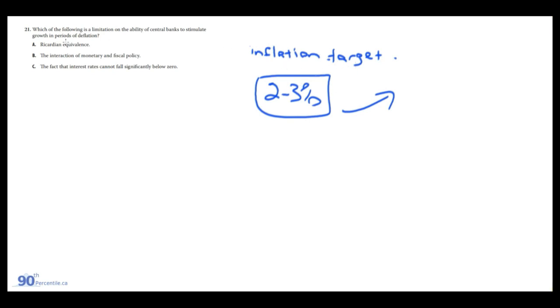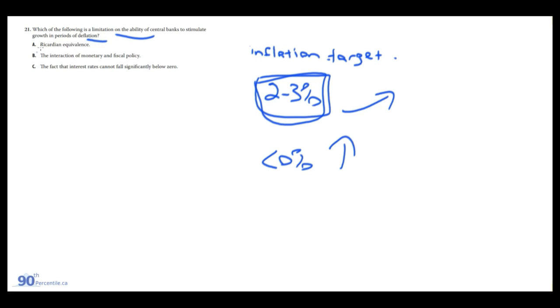So if we're looking at a limitation of central banks in a period of deflation, deflation, of course, is when inflation is less than 0%, so they're going to want to bump up expansionary monetary policy to get to this assumed healthy target. So what is a limitation? Is it the Ricardian equivalence?